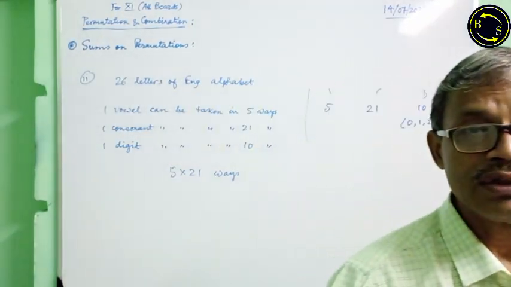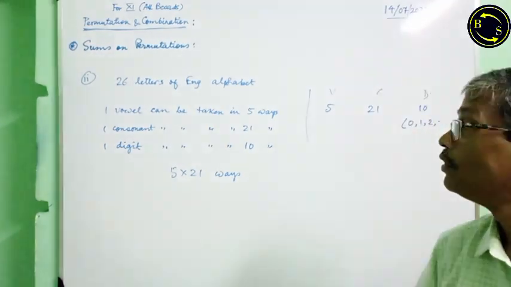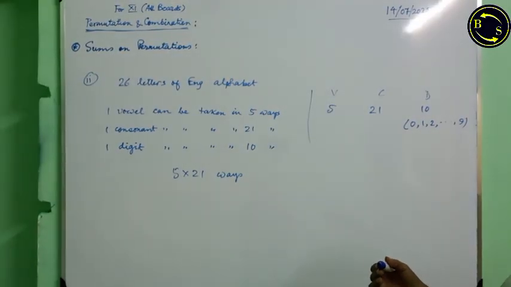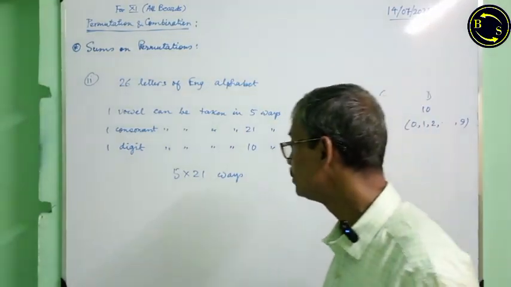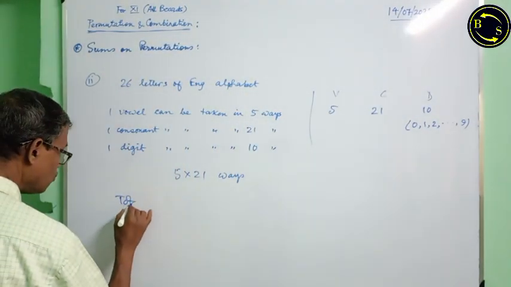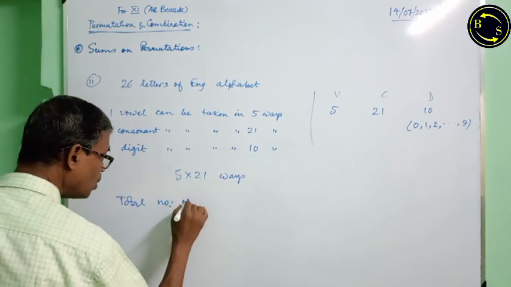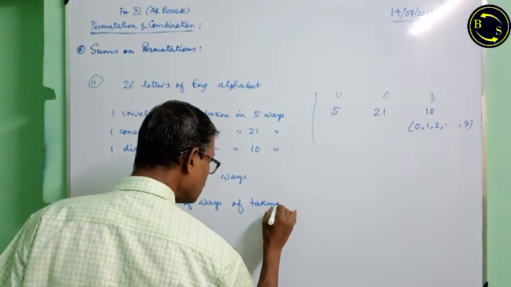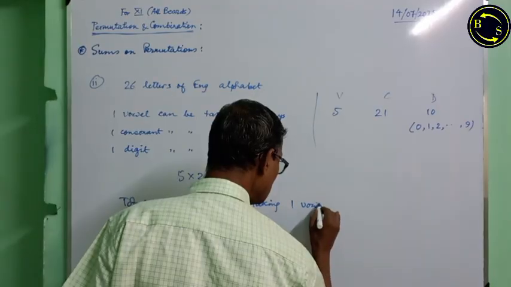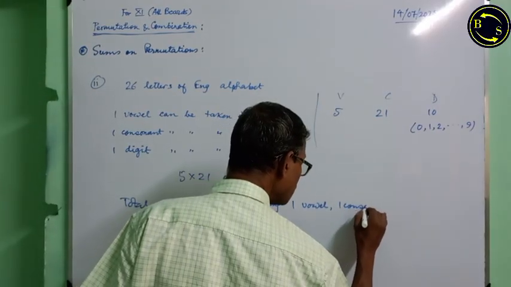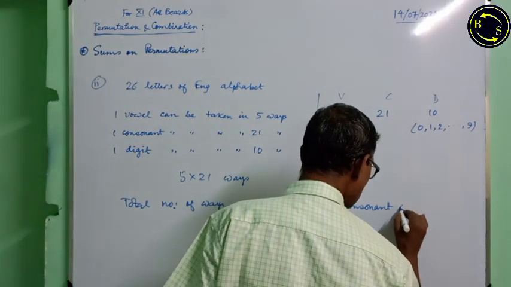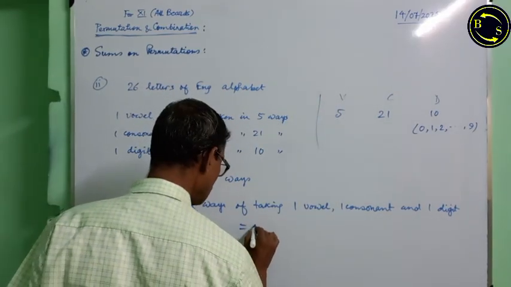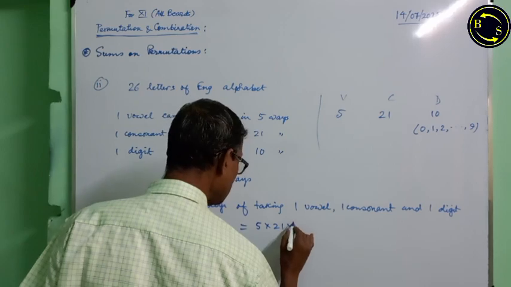Now, following the same argument, total number of ways of taking one vowel, one consonant and one digit is equal to 5 into 21 into 10.